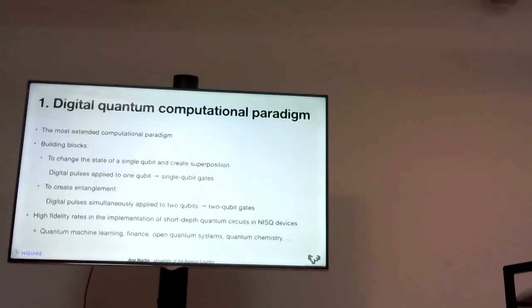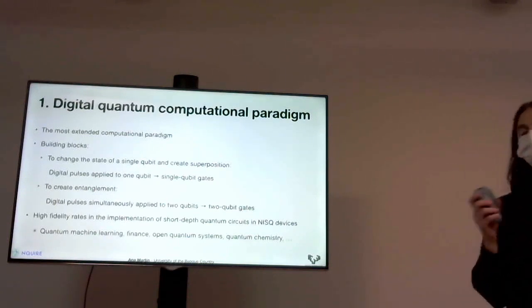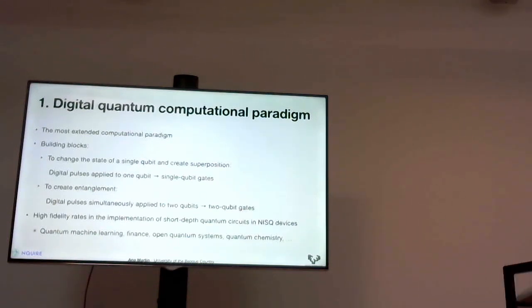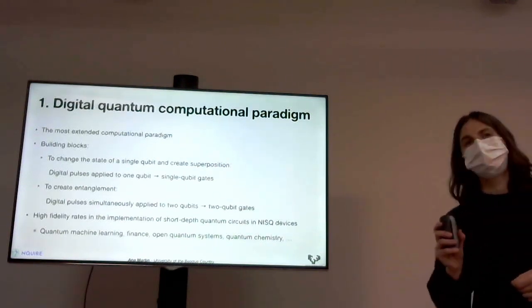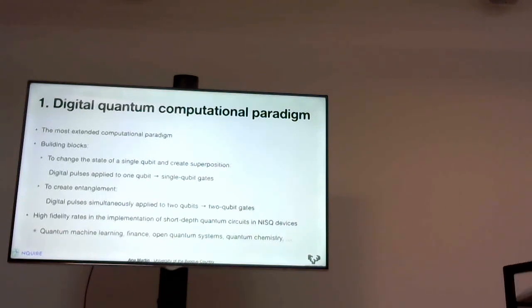The digital quantum computational paradigm is the most extended one, and the building blocks that they use to change the state of the qubit or to create superposition are digital pulses applied to one concrete qubit. That way they create these single qubit gates, and in order to create entanglement, they apply digital pulses simultaneously to both qubits. So they create the two qubit gates.